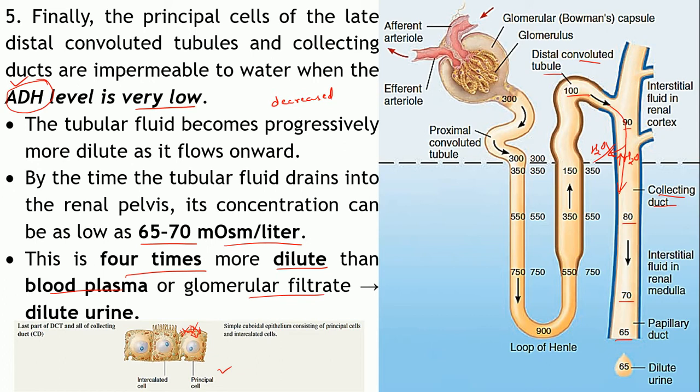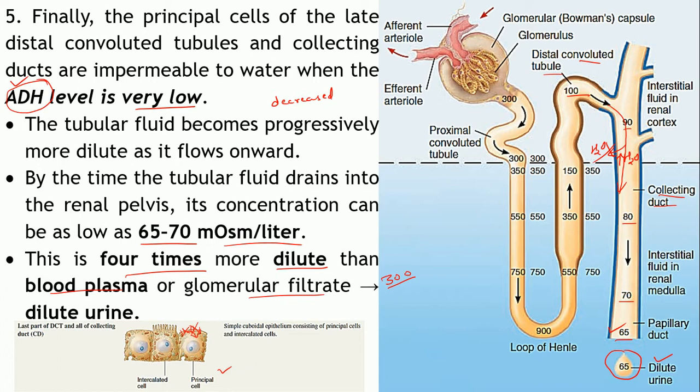What was it in the blood or the glomerular filtrate, what was the osmolarity? Yes, it was 300, right? But now how much has it become? Roughly 65. So it is 4 times more dilute now. The urine which is produced is a dilute urine. Why? Because the osmolarity is very low, because the amount of water which is excreted in the urine is very high. That's why the osmolarity is low. That means dilute urine is produced.